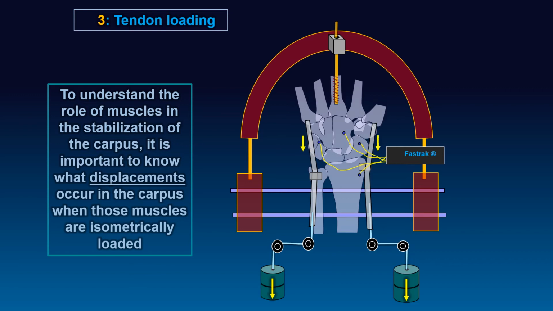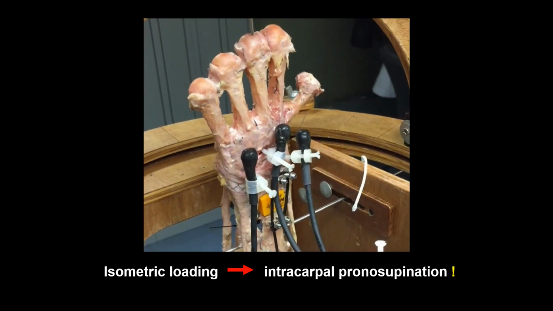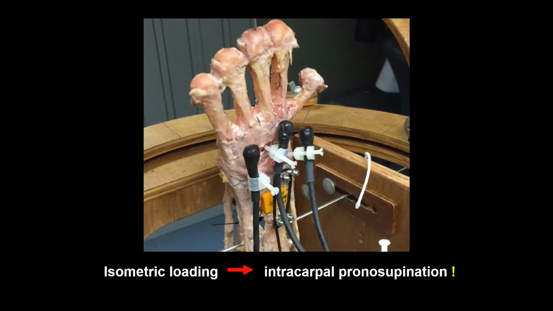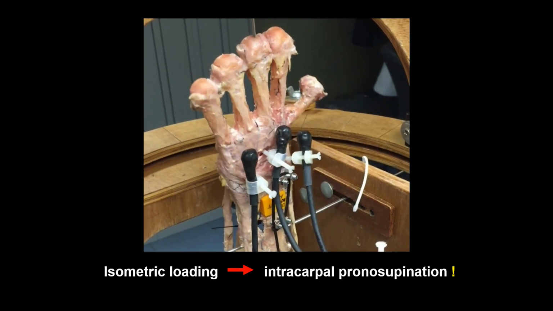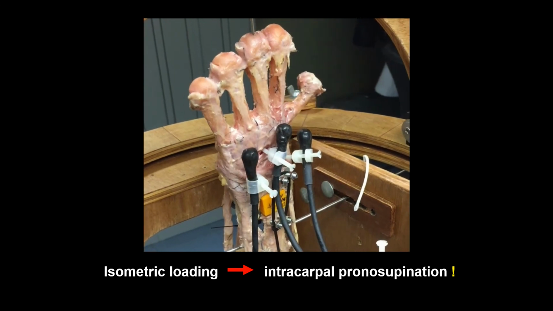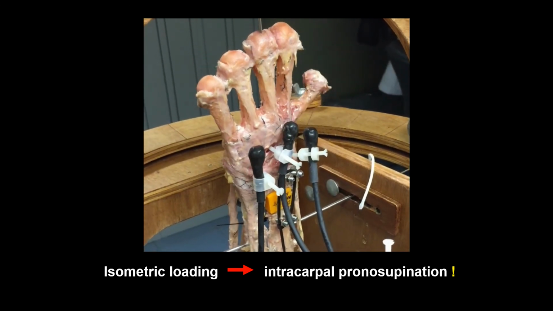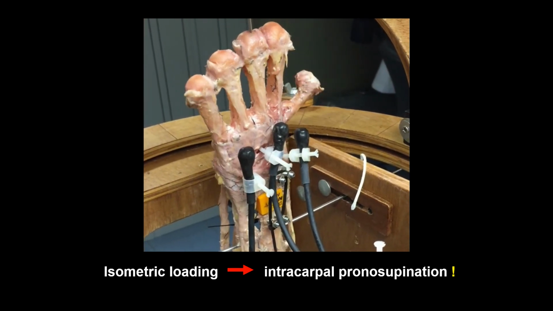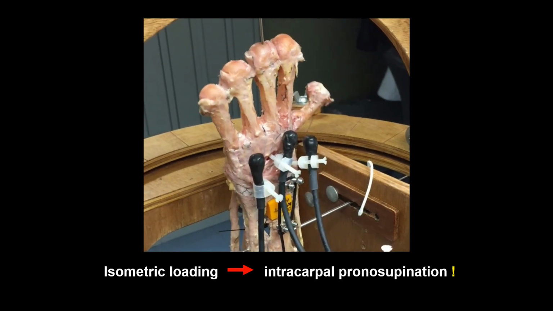Now we wanted to know what displacements occur in the carpus when some individual muscles were isometrically loaded in a predetermined role. What we found was that some muscles induce pronation of the distal row relative to the forearm, while other muscles induce supination relative to the forearm as well. So how can this be explained?